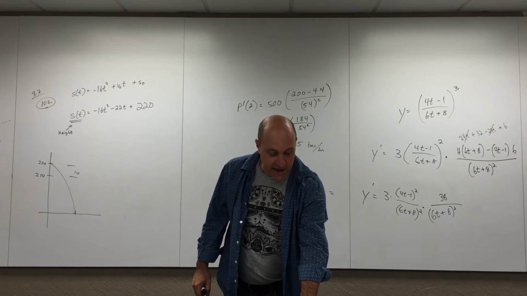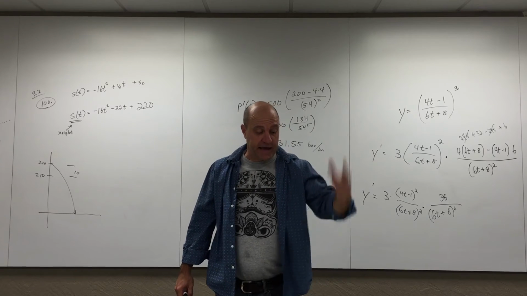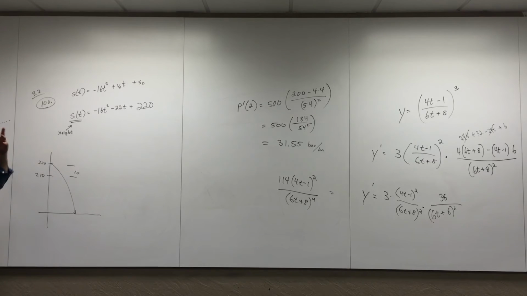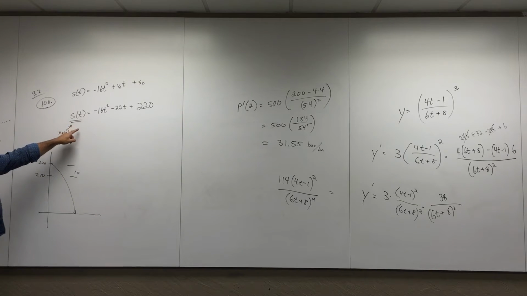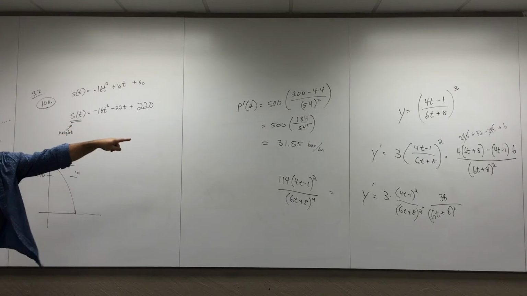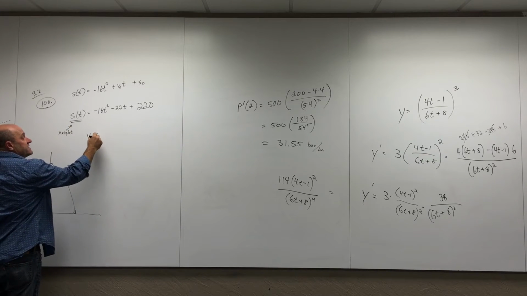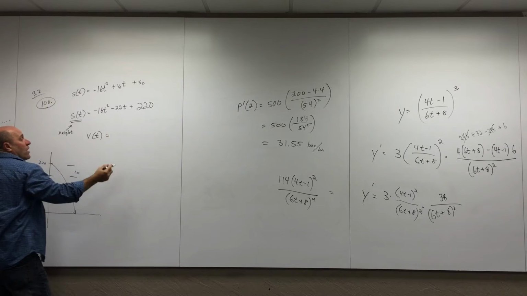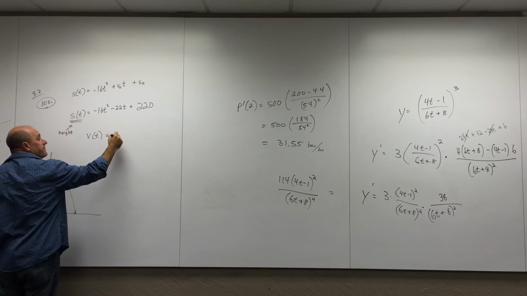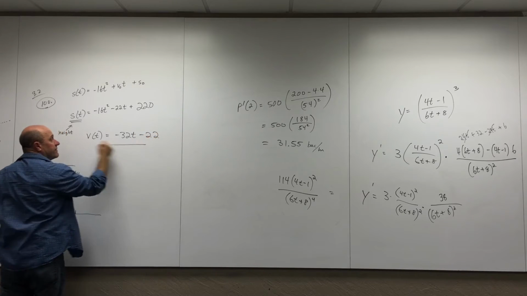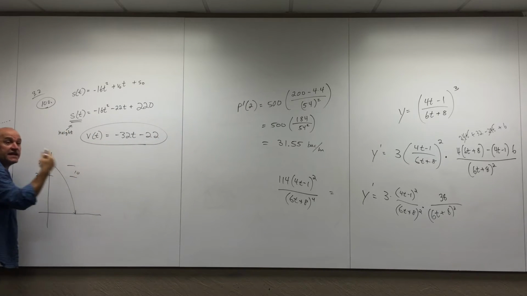First they say, what's the velocity after 3 seconds? That's the first question. That's easy. The velocity at 3 seconds. The derivative is the velocity. And it's so easy, right? These aren't quotient rules. These aren't terrible chain rules. These are the easiest derivatives there are. The derivative is the velocity formula. And what is the derivative? Negative 32t minus 22. This is the velocity at any moment.